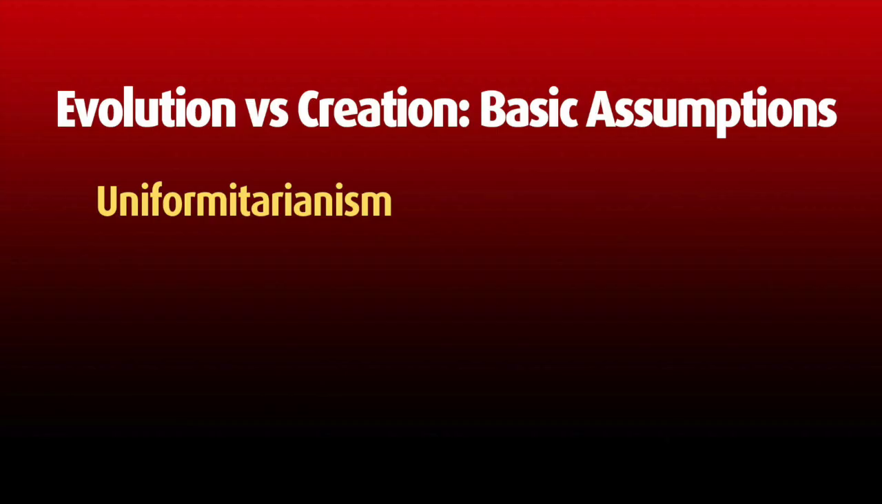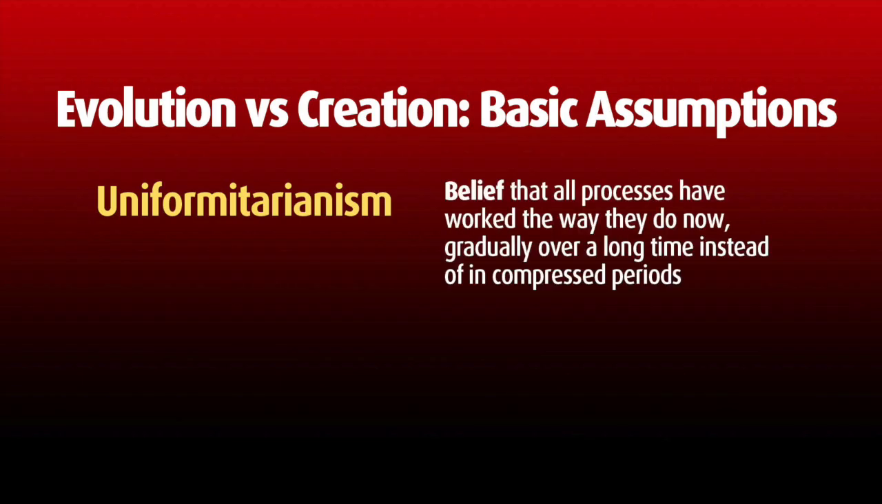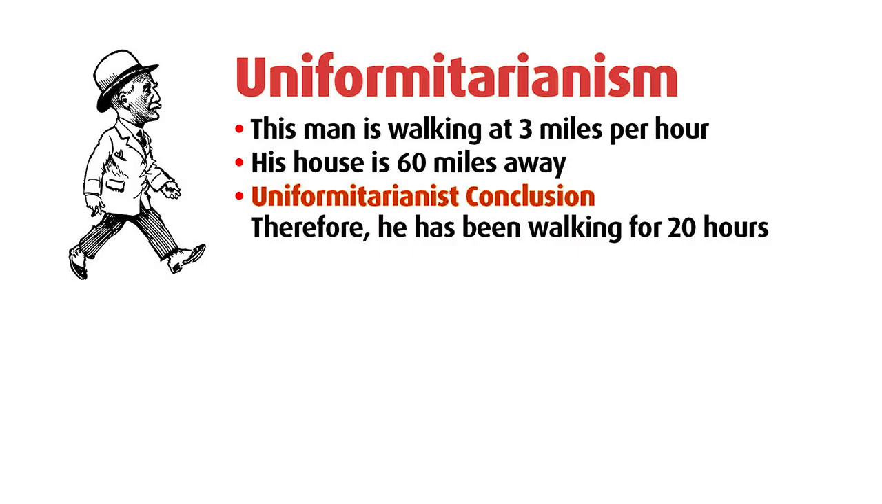Another principle we need to introduce is the principle of uniformitarianism. This is the logic upon which evolution is based. And the definition is the belief that all processes have worked the way they do now, gradually over a long period of time instead of in compressed periods. Here's an example of uniformitarianist thinking. This man is walking at 3 miles per hour. His house is 60 miles away. So the uniformitarianist conclusion, therefore, he has been walking for 20 hours.